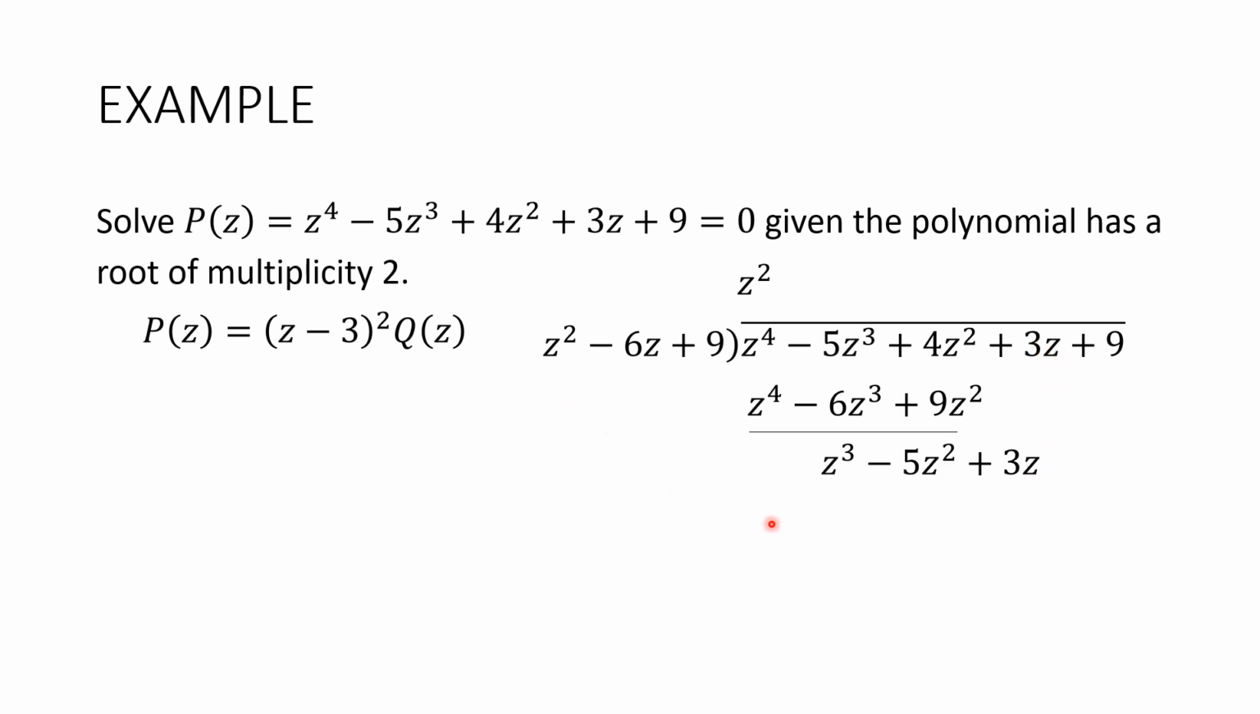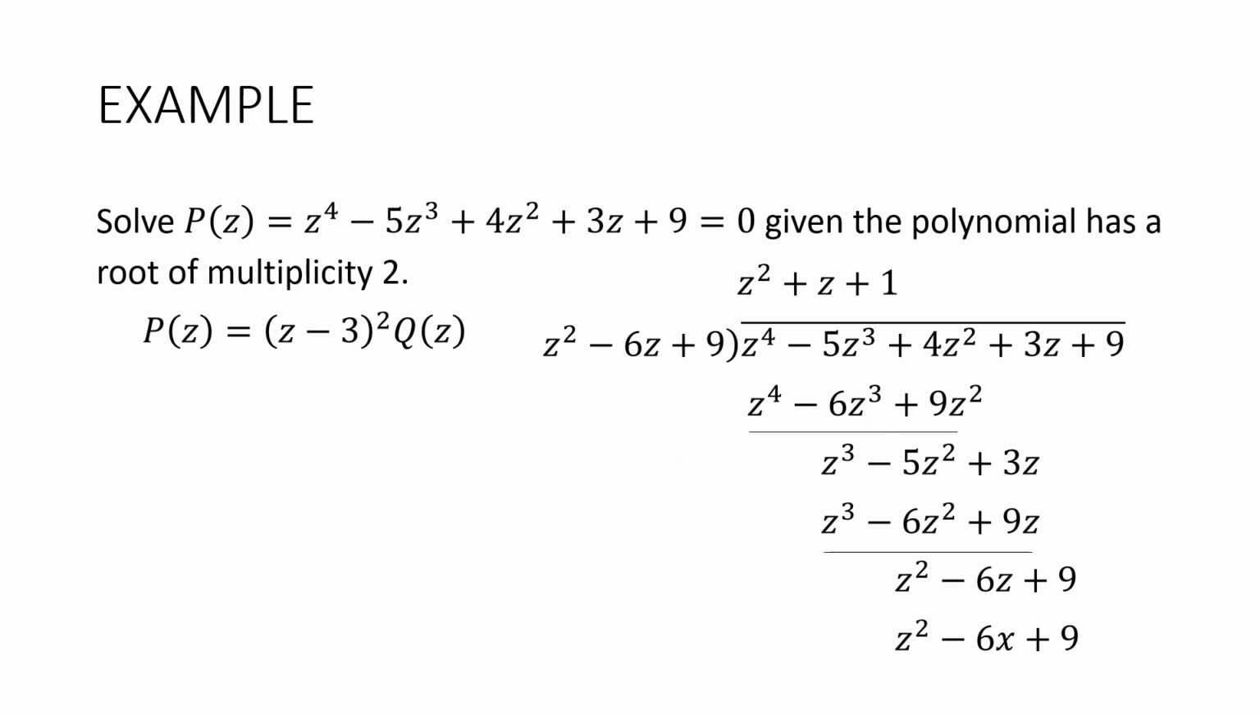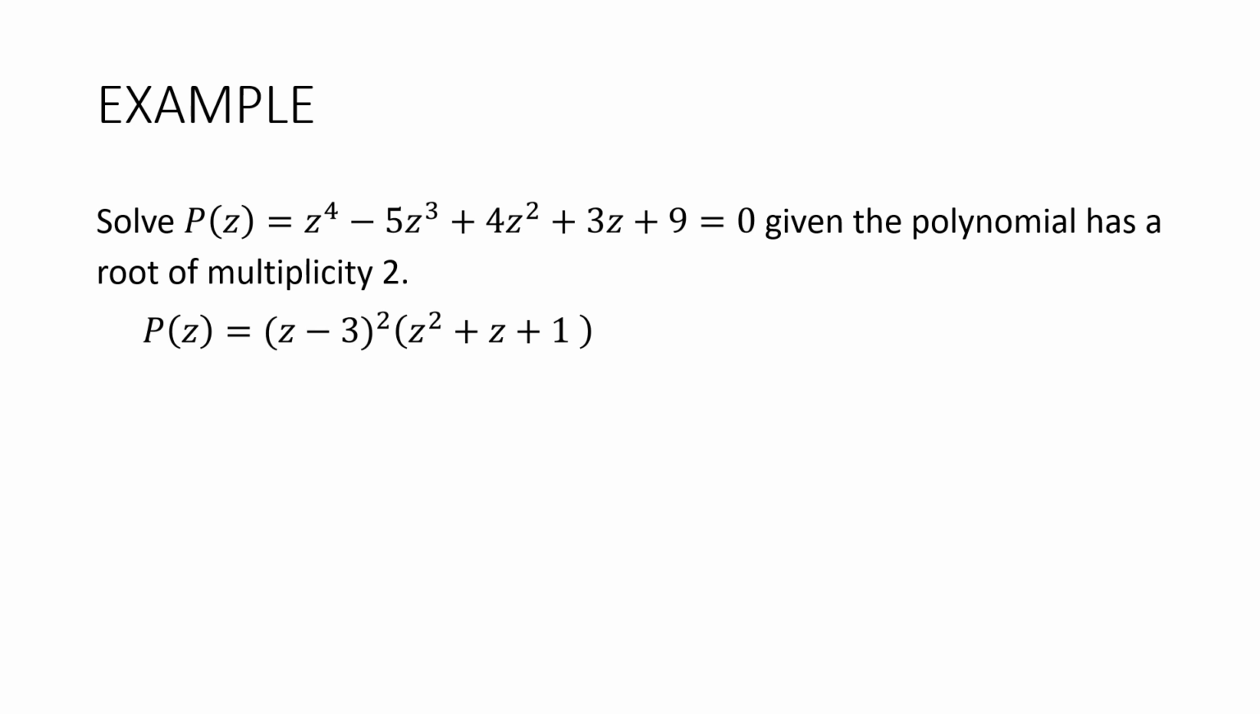Z squared into z cubed goes z. Multiply z by all of this underneath and subtract. And we're going to get negative 5z squared, take away negative 6z squared, and 3z take away 9z, and bring our last term down. And then that goes into that once. And so p of z is equal to (z minus 3) all squared multiplied by (z squared plus z plus 1). And we want to solve this equal to 0.